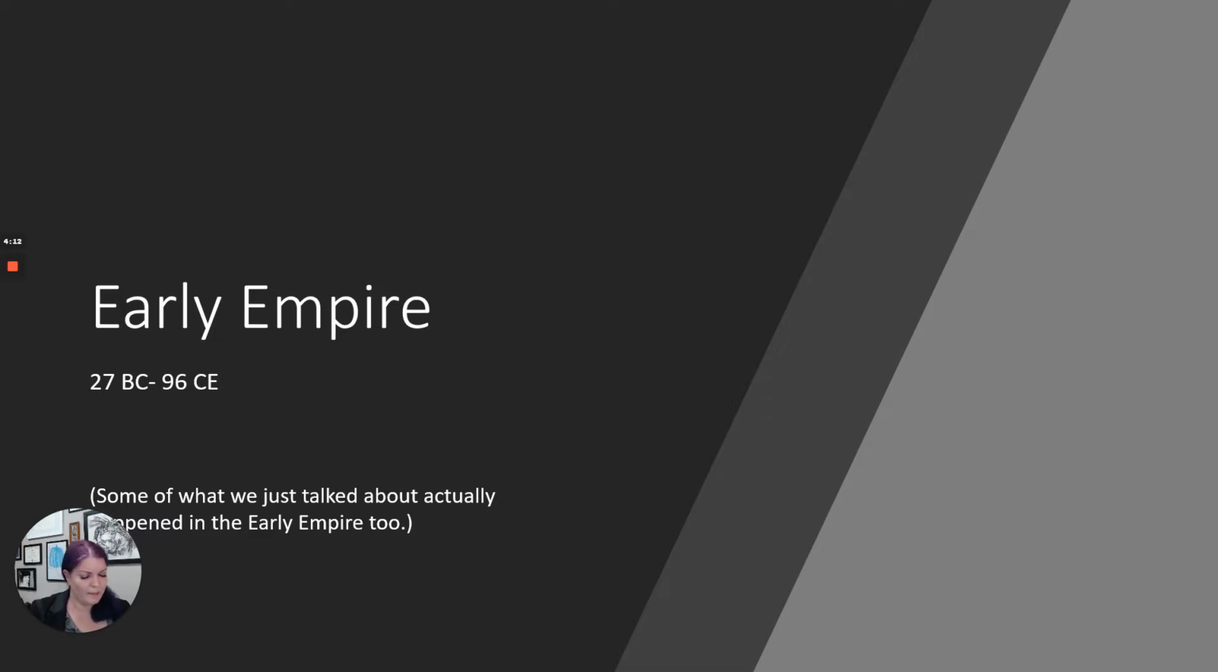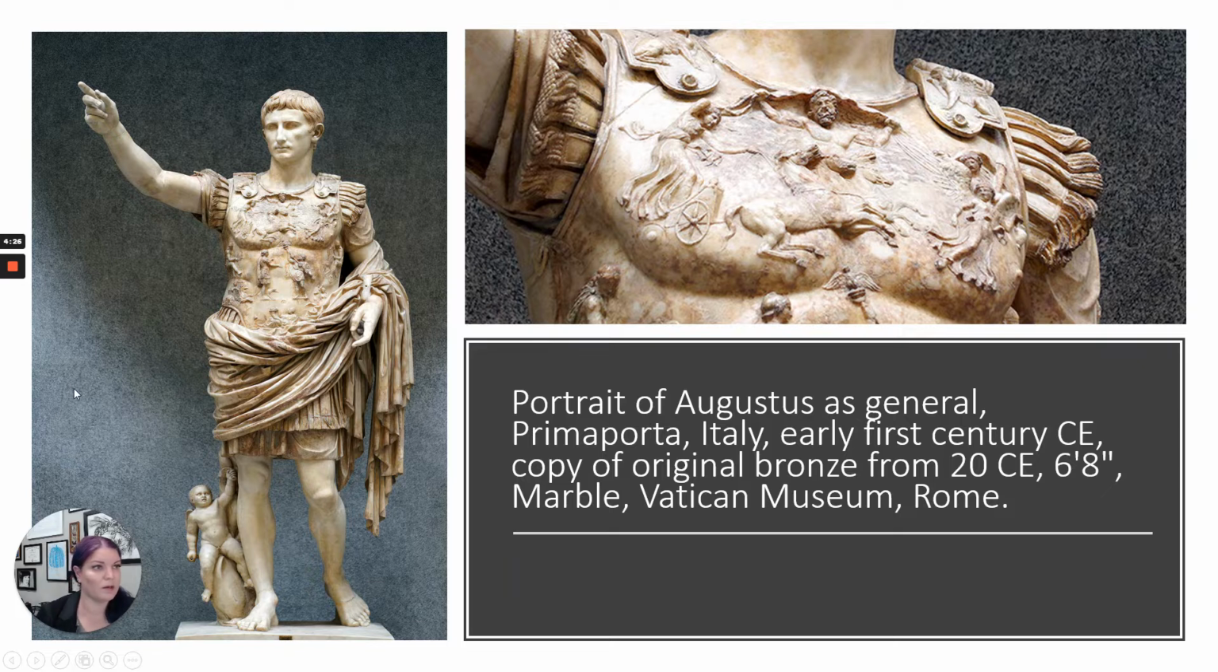Okay, the portraits are designed to sway the public opinion rather than to record historical fact. That makes these portraits a form of propaganda. Okay, so let's look at one example of them. So this is a portrait of Augustus as a general.